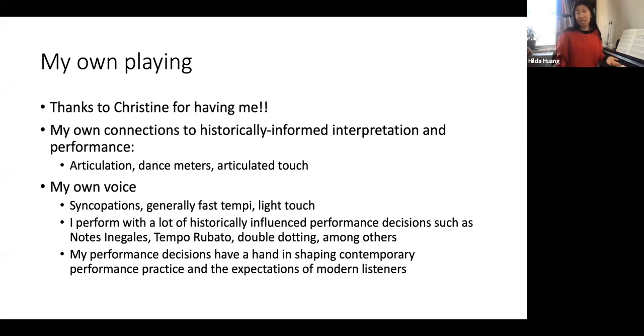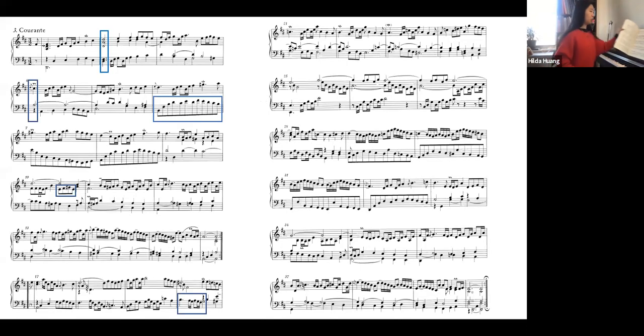G minor is a rather serious key according to the affects, and the repeated notes can be quite serious. So sometimes people play it, which is very different. But it's just how I like to be, that I'm sort of a happy person and I do a lot of that. And I do lots of things, including performance decisions like notes inégales, where running notes are not even, tempo rubato, I double dot.